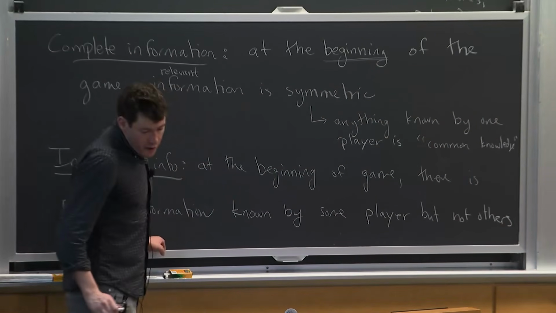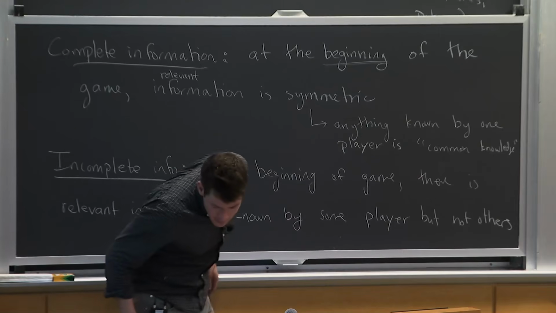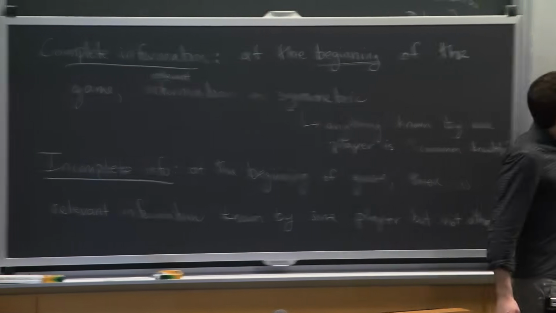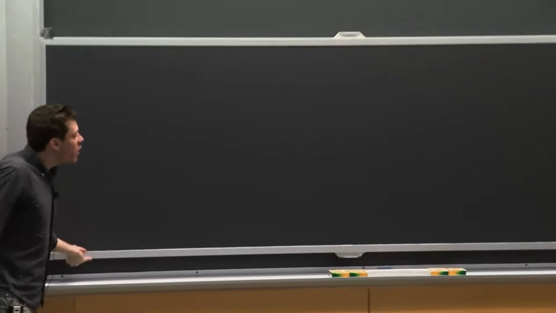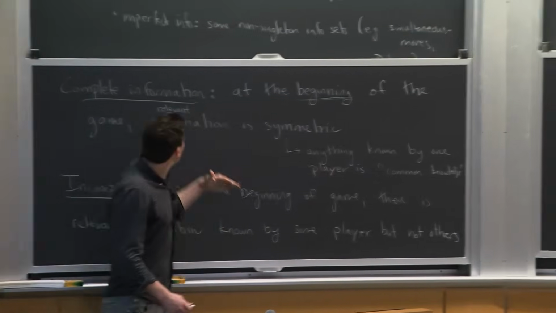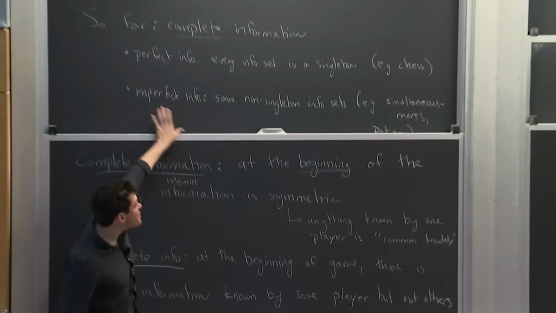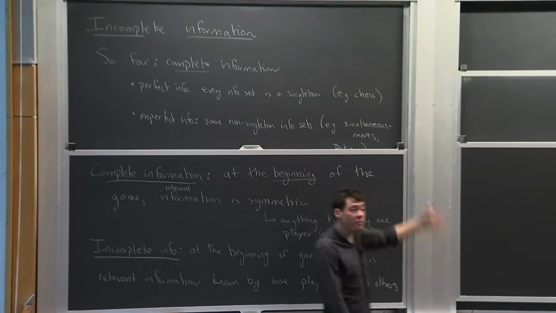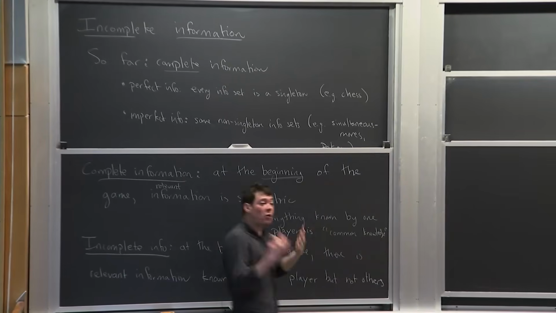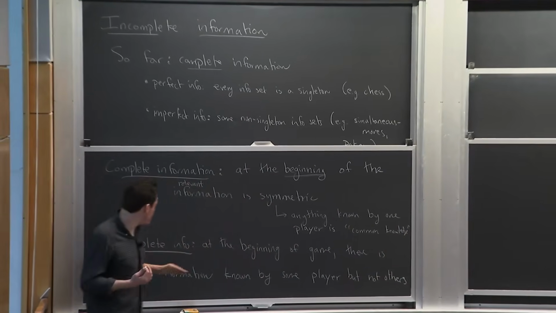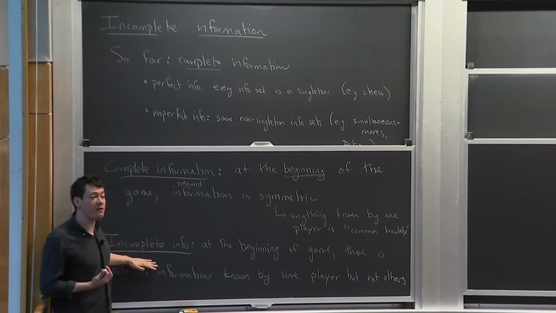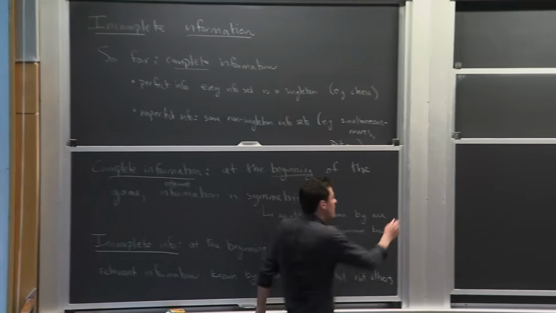And let's give a few examples of this. So, examples of incomplete information games. And what you'll see is that a lot of our examples of complete information games come from parlor games. They come from things like chess or poker. But in the real world, when we're analyzing economic situations, we're much more often in the incomplete information case. So let's give a few examples of that.